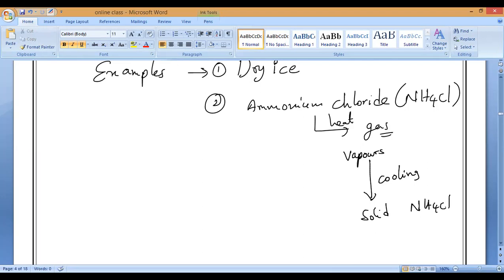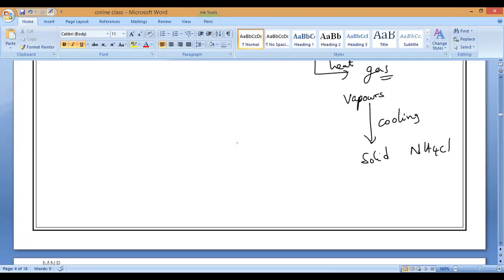So you can see it is directly forming gas, and again gas to solid. So we can say it is sublimation, or not? Yes, it is an example of sublimation. That is what you have to remember. Is any liquid forming here? No liquid is forming. So that is why we can say it is a sublimate product.